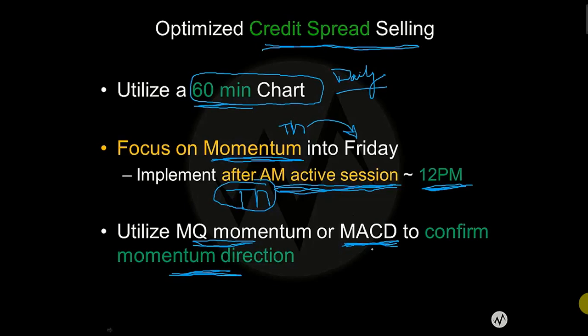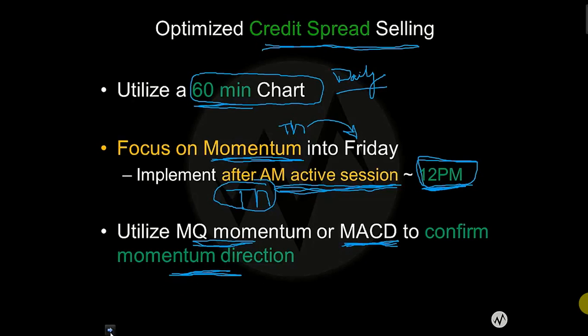What particular time to stick with? If you need an exact number, 12 o'clock. I can say from 11:30 to 12:30. That's a general range. Stochastic's okay. Whatever you use to read momentum, you need to read momentum. Not oversold or overbought. That's not momentum.